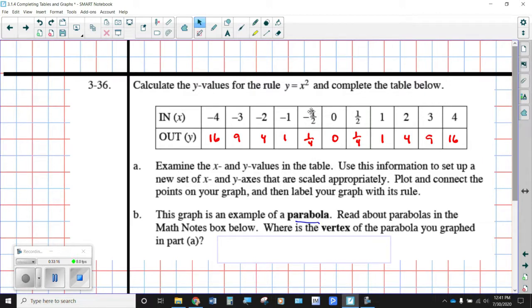Now you go in the negative direction, and an interesting thing happens here. You end up getting the same output values over here as we had over here. It's almost like there's a mirror image or symmetry happening with those output values, because a negative times a negative gives you a positive answer, just like a positive times a positive gives you a positive answer.